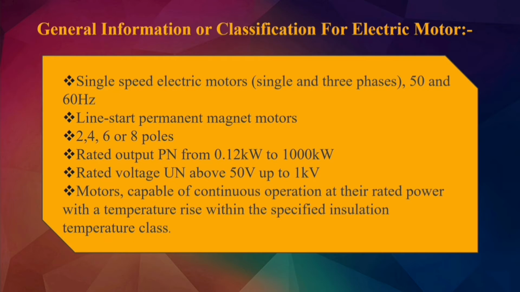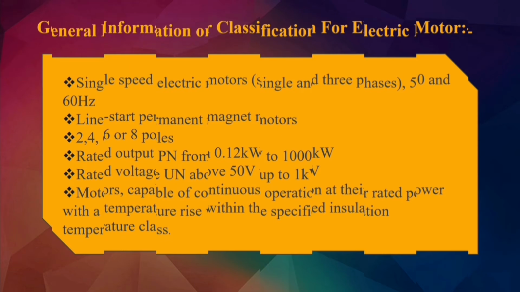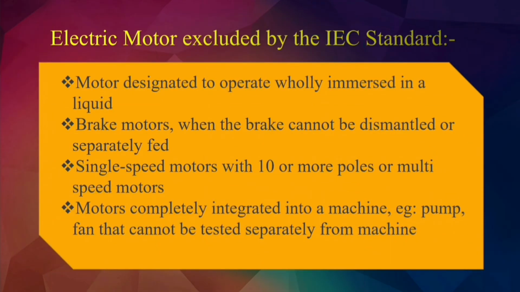Third, it has 2, 4, 6 or 8 poles. Fourth, it has rated output PN from 0.12 kilowatt to 1000 kilowatts. Fifth, rated voltage UN above 50 volt up to 1 kilovolt. And the last one is motors capable of continuous operation at their rated power with a temperature rise within the specified insulation temperature class.